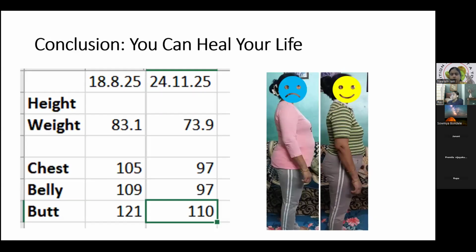Okay. So this is the result that we got in a span of 3 months. From 83, she's 73 today. This is today's data, if you can see. The chest size from 105 is reduced to 97, belly from 109 to 97, and butt size from 121 to 110. And this is how she looks today. I have a call with her and I'm about to have her reports by evening. So I would share that also with you guys.